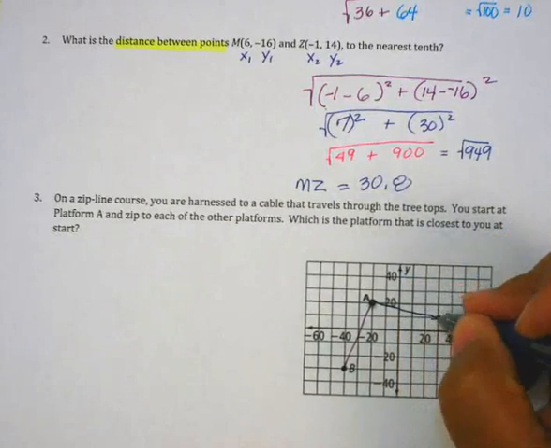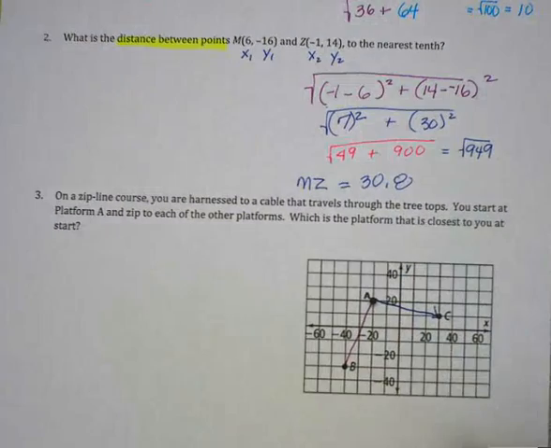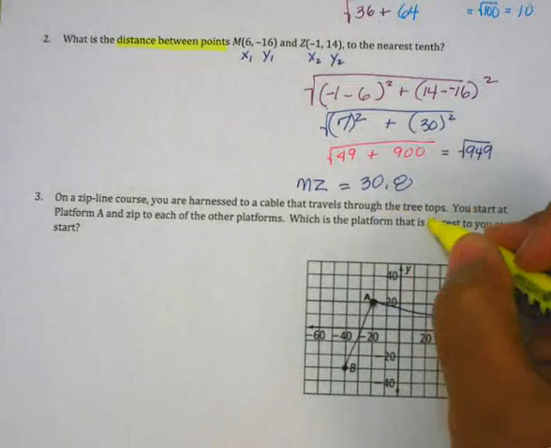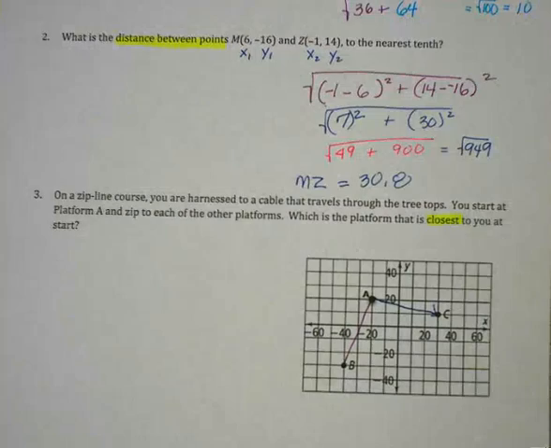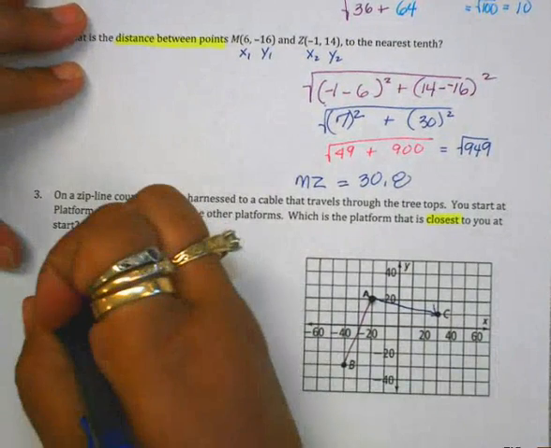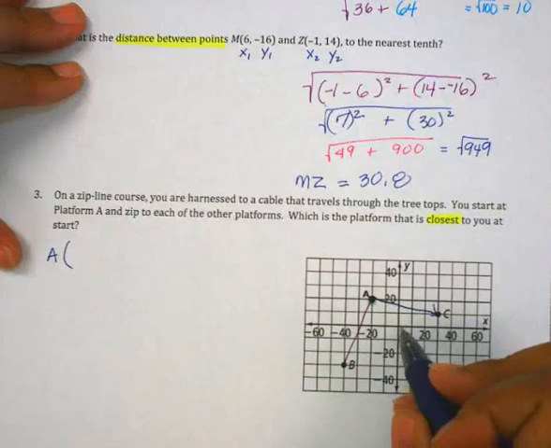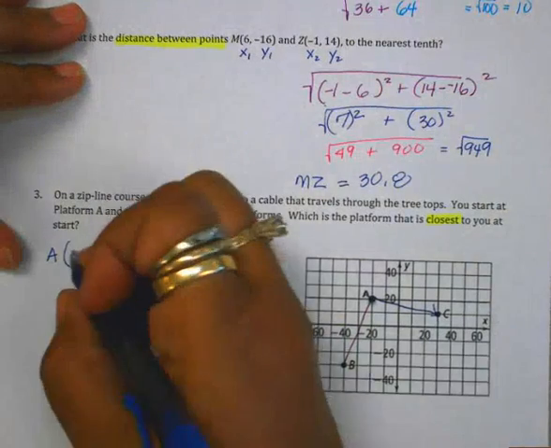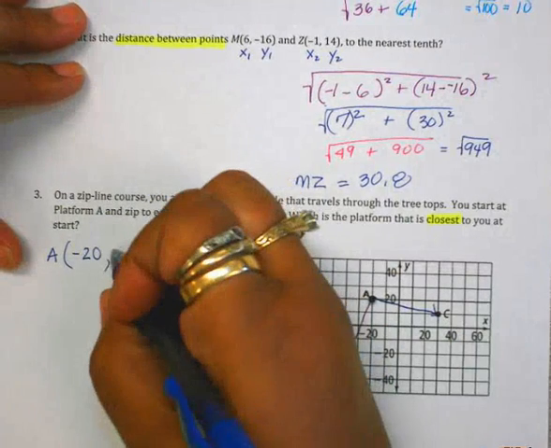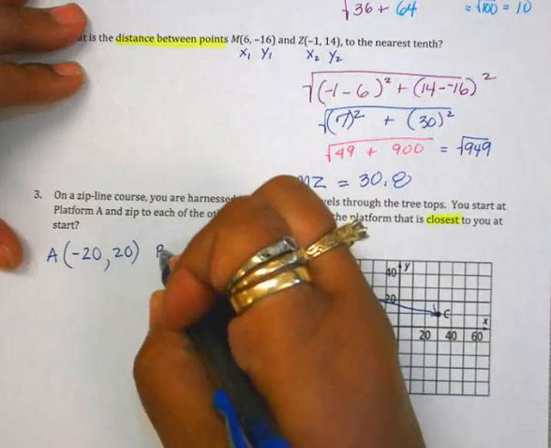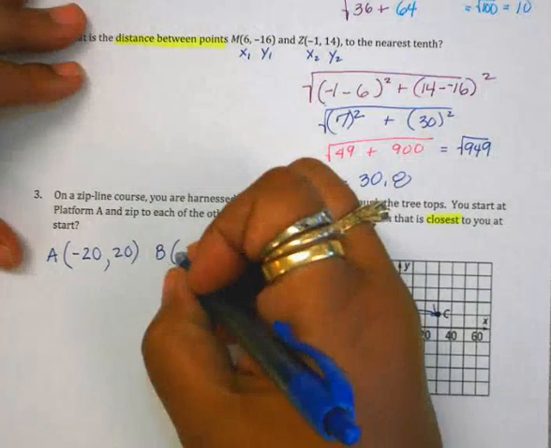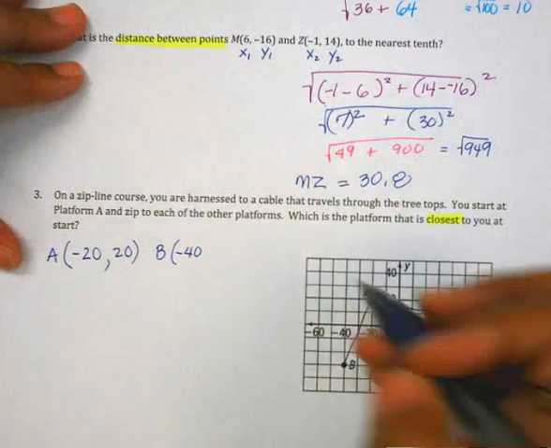So we're talking about distance. And I could see this right here when I said, which platform is closest? So let's look and set up our problem. Point A is at -20, 20. Point B is at -40, -30.